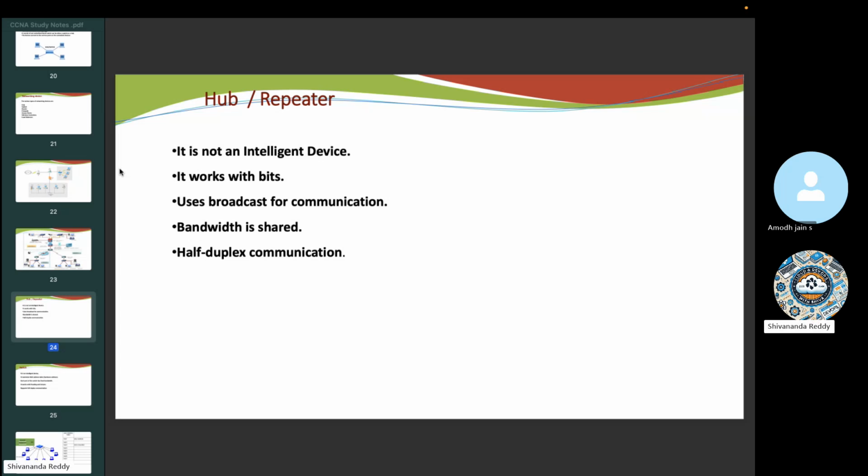It uses broadcast for communication. There are two types, broadcast and unicast. A hub uses broadcast, so when you send some information, it sends this information to everyone else. Also, bandwidth will be shared. Bandwidth, you can treat like the internet being shared across the multiple resources connected to this particular hub. It works with half duplex communication.